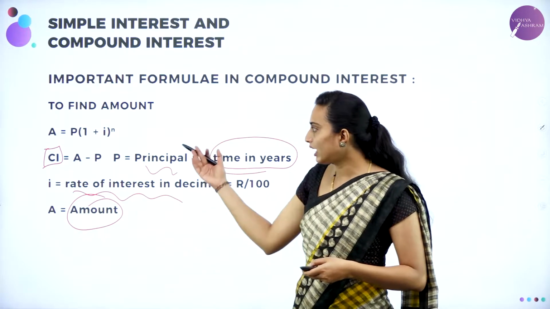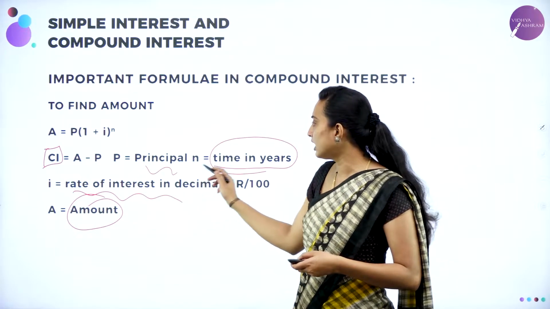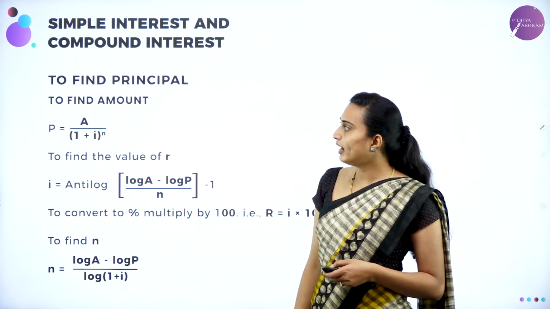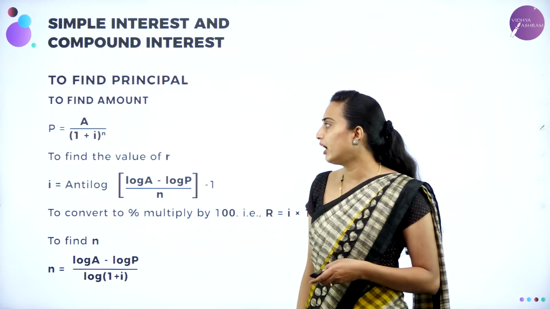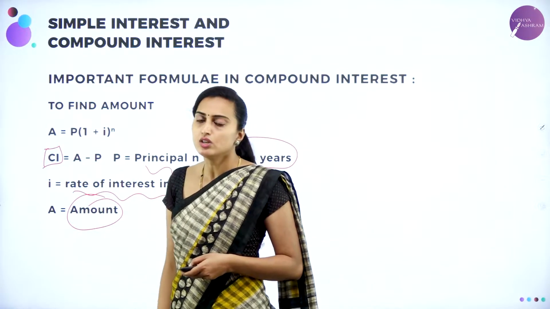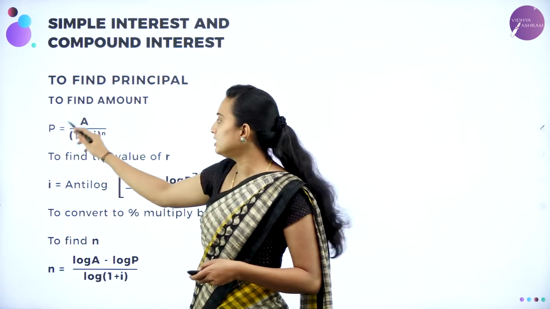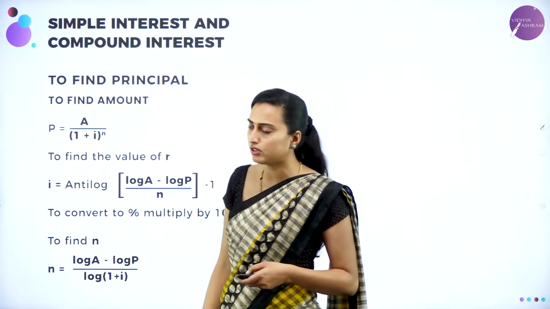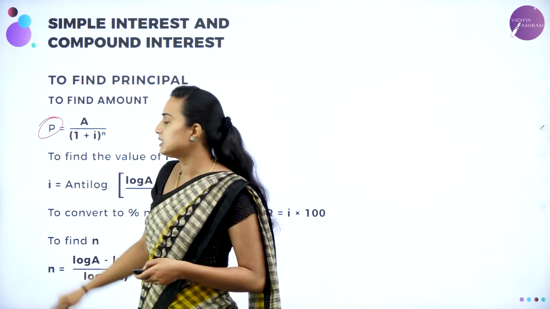Understood? And you can also calculate the time in years. To find the principal, you are going to take P to this side and A to the other side. That's it. So, cross multiply: P is equal to A divided by (1 plus i) whole to the power of n. That is the formula to find the principal.